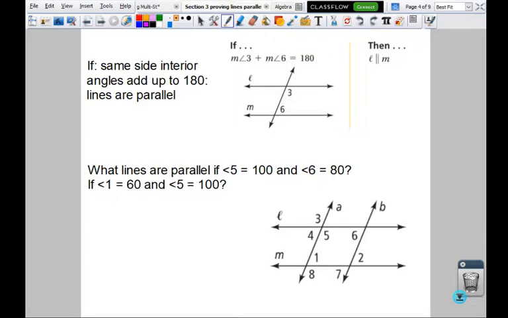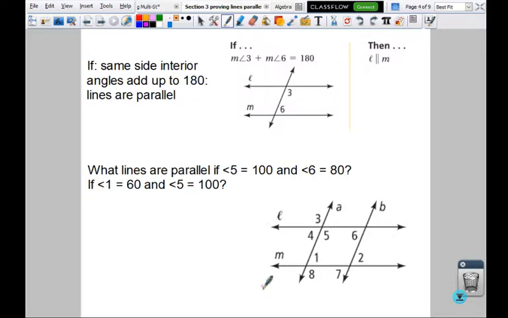Alright, so we are going to look at one that's slightly different now. We're going to look at same side interior angles. If same side interior angles add up to 180, then we have parallel lines. So this one is a little different. I don't have congruent angles, I have same side interior. In this shape right here, if angle 3 plus angle 6 equals 180, then L is parallel to M.